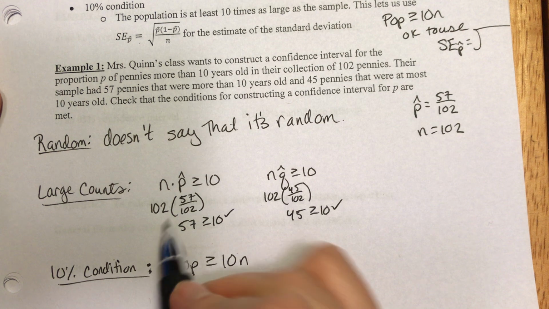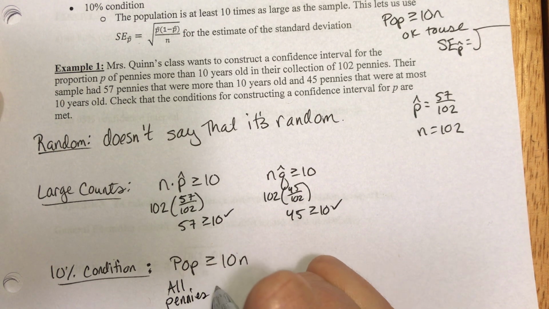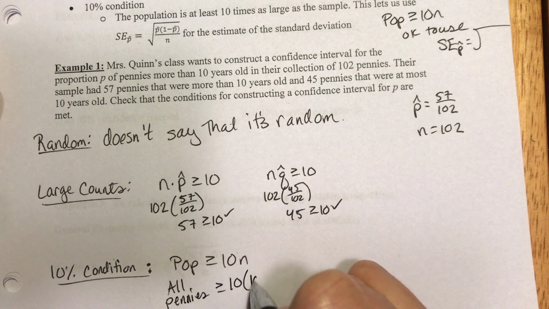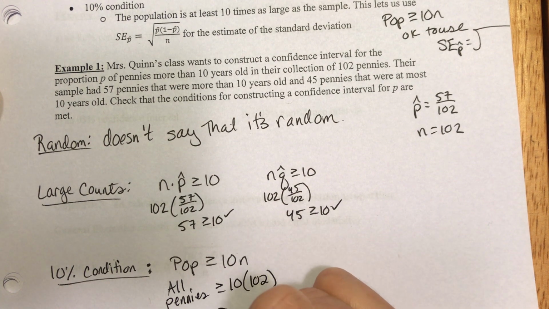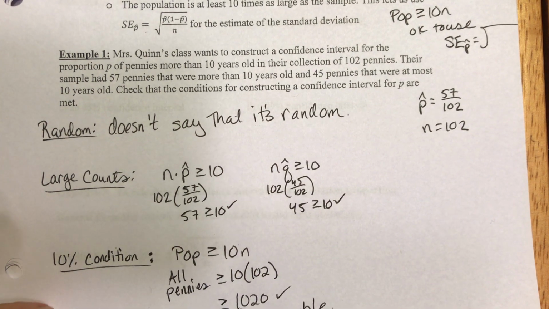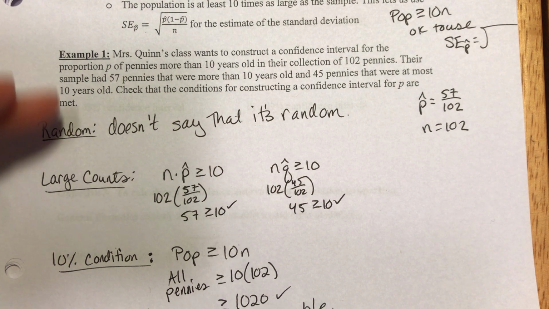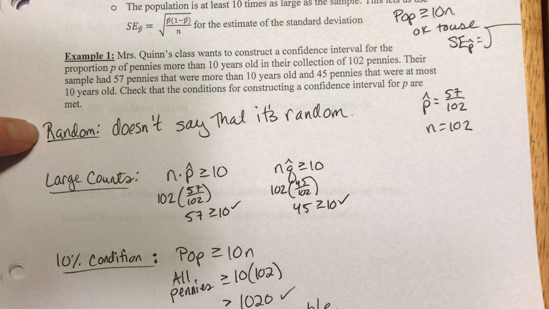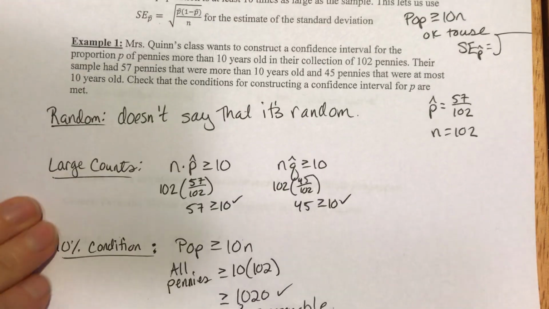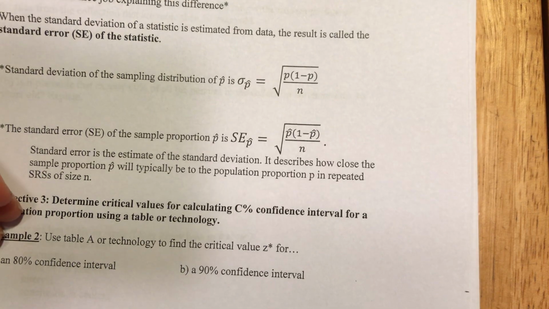All right, and our population, all pennies. Yes, of course, there are millions of pennies out there, okay? So are all pennies greater than 10 times 102? Yes, absolutely, that's reasonable. And this lets us use the standard deviation later, okay? So actually, no, we wouldn't be able to do a confidence interval because it doesn't say that it's random, but we're going to proceed as if it is. Okay. We talked about standard error here already and standard deviation.